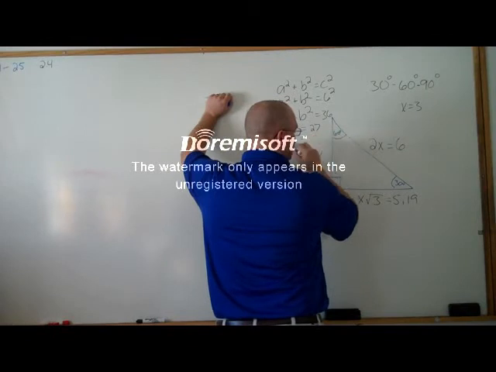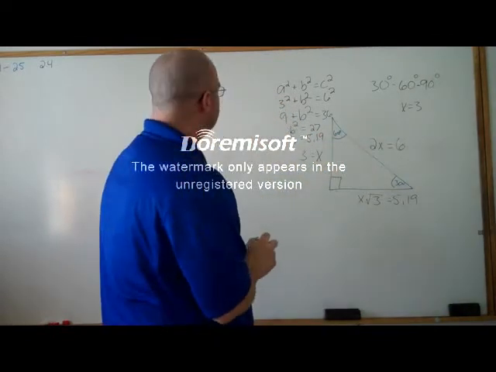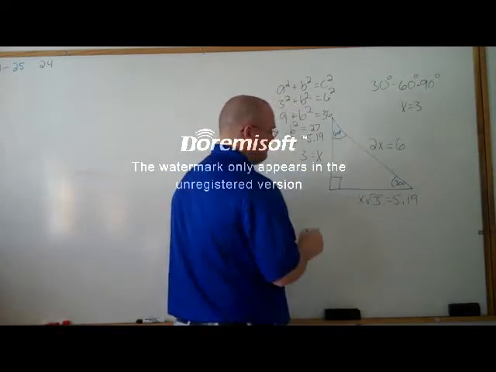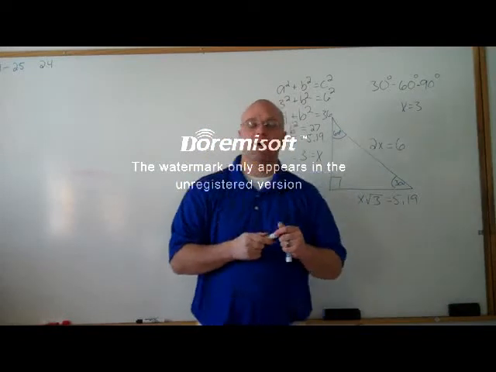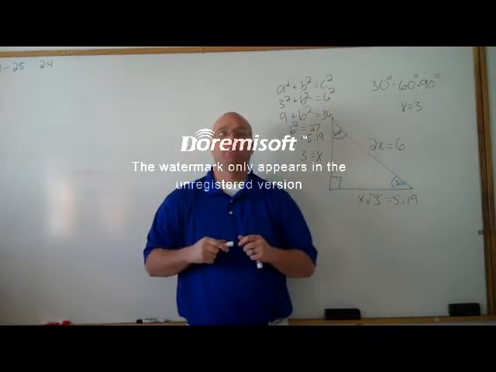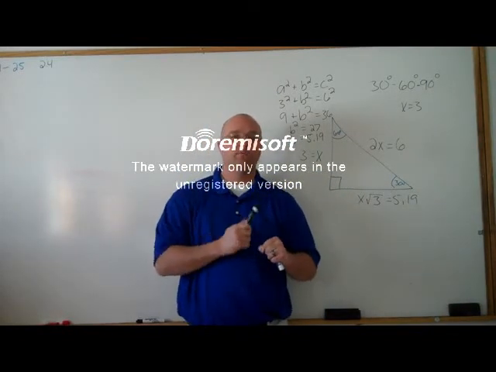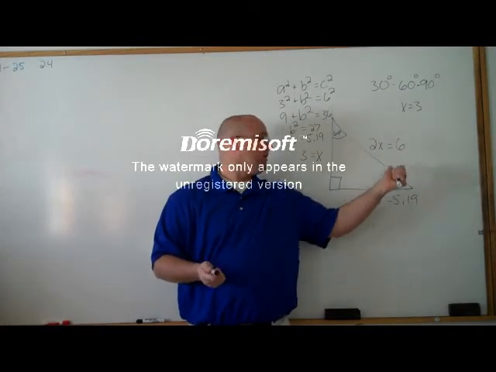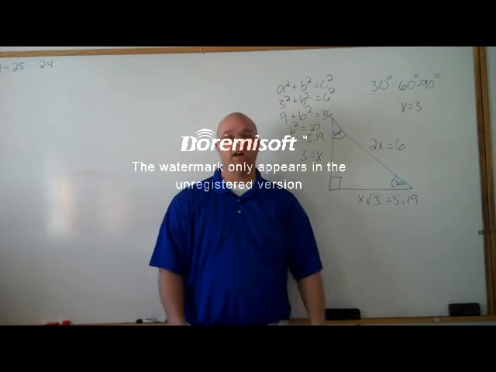B equals 5.19. So those two are the same. Just like when we did the 45-90, you can do the same thing. If you know what this equals, you plug it in and you can find the lengths of your sides.